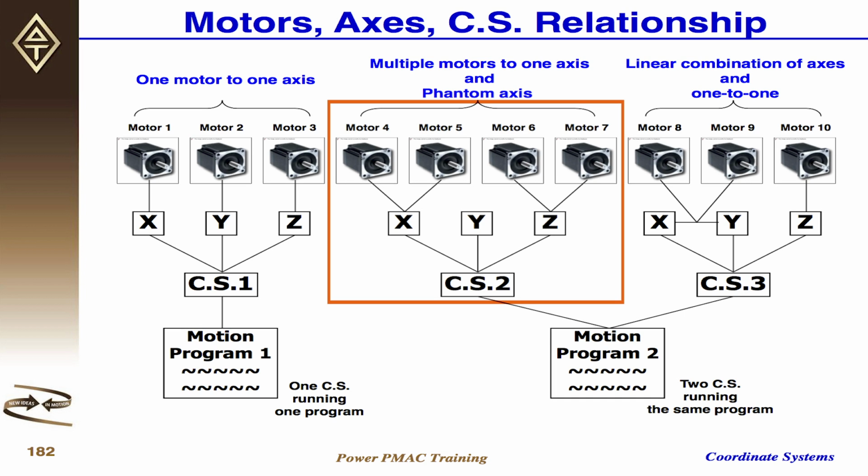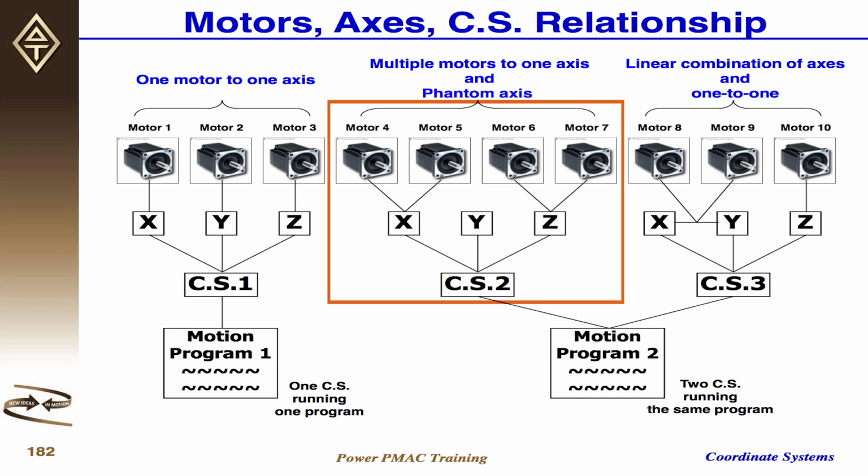Then we have our Y-axis, which has absolutely nothing assigned to it. We can use it for calculation purposes. We can use it for circular moves, for spline moves. We can use it for feed rate purposes, but we have no motors actually assigned to it. So if we issue a move in the Y direction, no actual motion would happen.